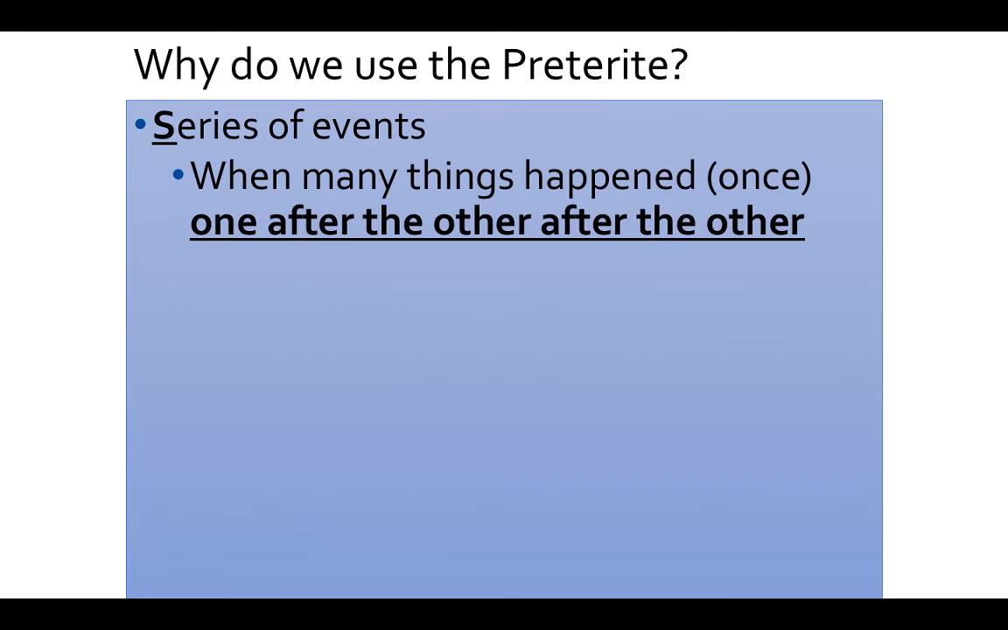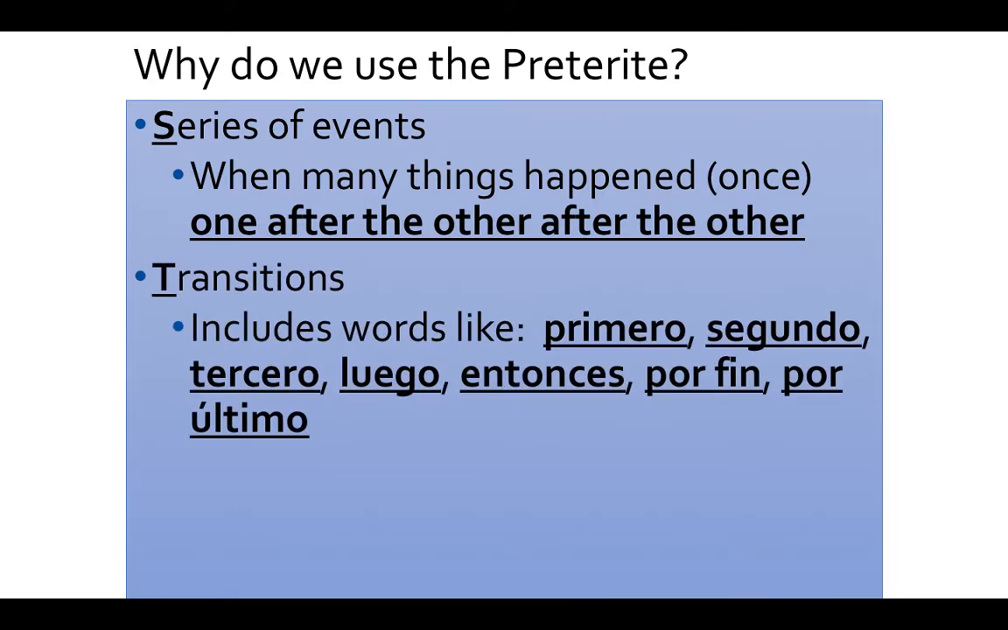Okay. We also use the preterite for a series of events, the S in BOIST, and these are when things happen one after the next. So I went to the store, I bought some milk, I got gas, and I went home. Okay, so a series of events all happening, boom, boom, boom. And then finally, transitions. You often see the preterite used with these transition words like primero, segundo, tercero, luego, entonces, por fin, por último. So you see these transition words commonly used. So first, second, third, then, finally, in the end, that kind of thing.